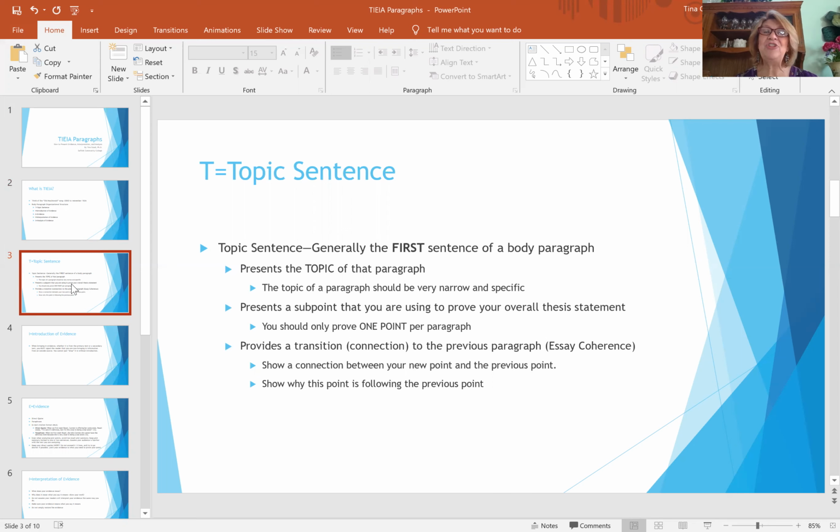Your topic sentence should also be a part of your transition from the previous paragraph if that paragraph was a body paragraph. So you want to make sure that your ending sentence of one paragraph and your beginning sentence of the next paragraph connect the two paragraphs together. That is what will give us essay coherence. Show the connection between the two paragraphs. Why is this paragraph following the previous paragraph? And what is going to follow the subsequent paragraph?